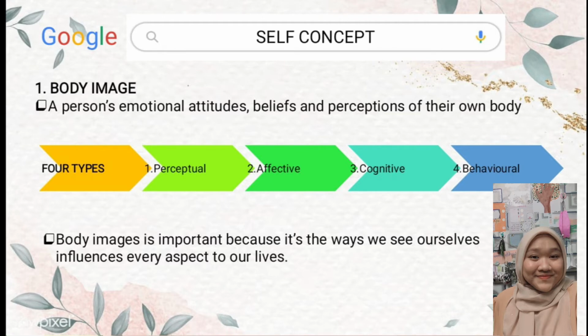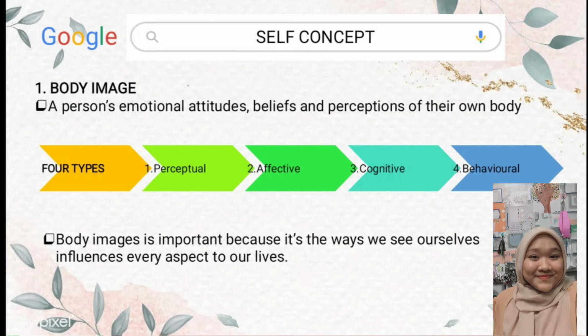Second, affective. Affective means how you feel about your appearance. There are aspects of a person's appearance that they may appreciate. The third is cognitive. Cognitive means your body's thoughts and beliefs. Some people assume that if they lose weight, they will feel better about themselves. But other people assume that gaining muscle will improve their appearance. Your cognitive body image is the way you think about your body.